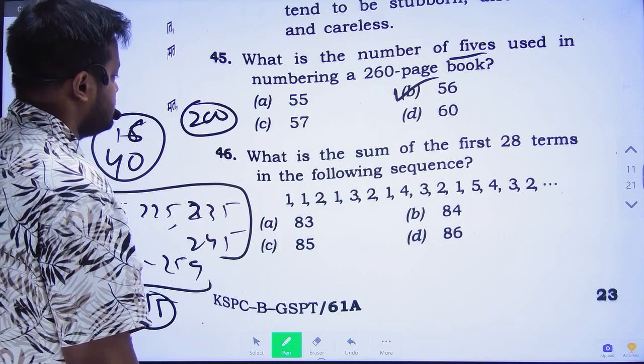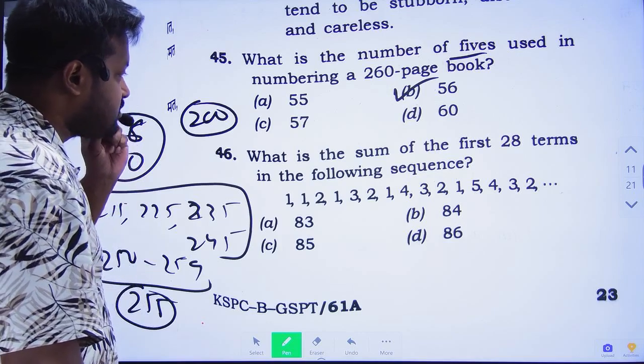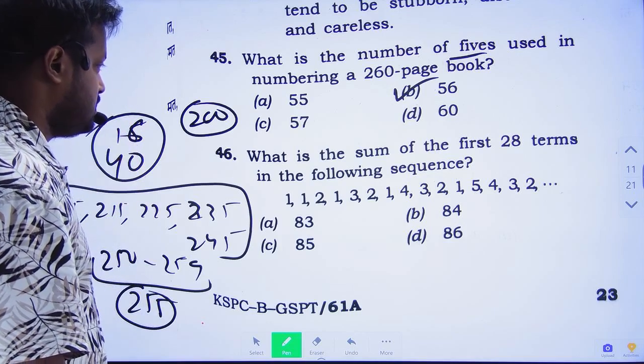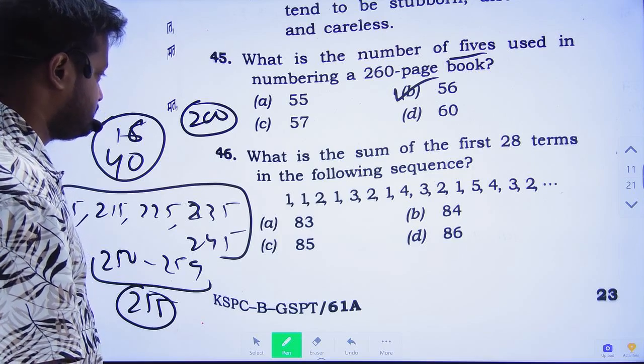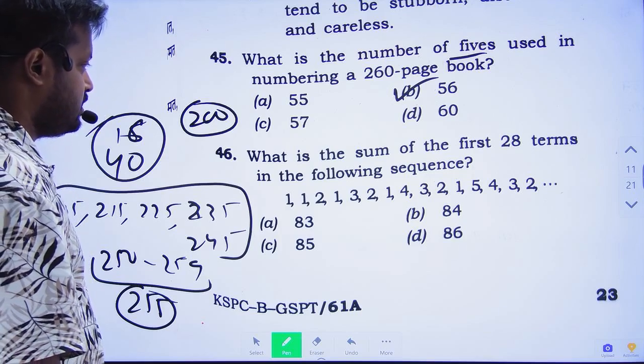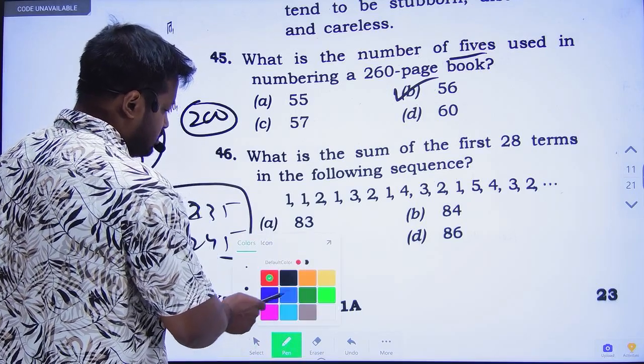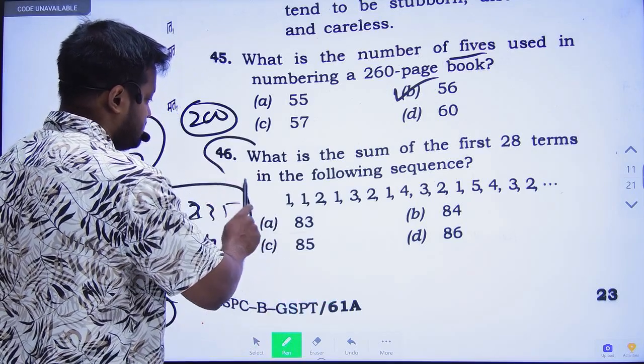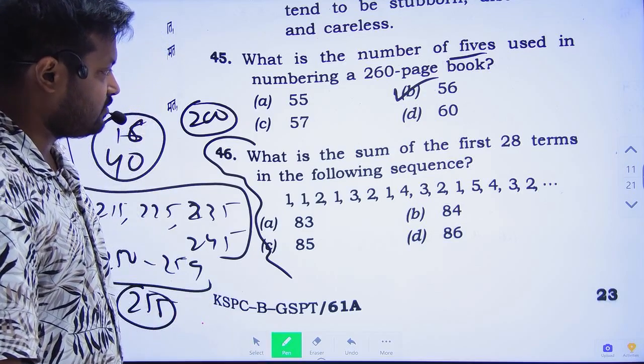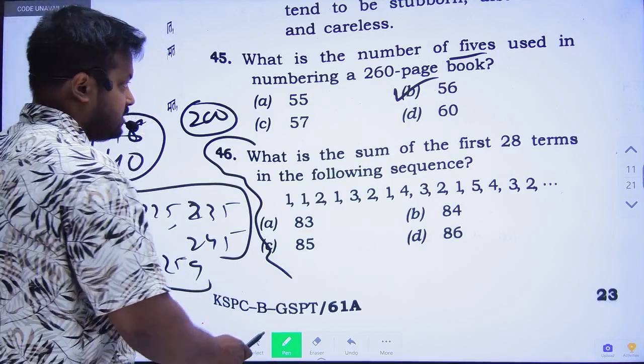It is 56. 46. What is the sum of the first 28 terms in the following sequence? If you know the answer of this, you can write in the comments. I am not getting a pattern for this. Fine, you can write in the comments.